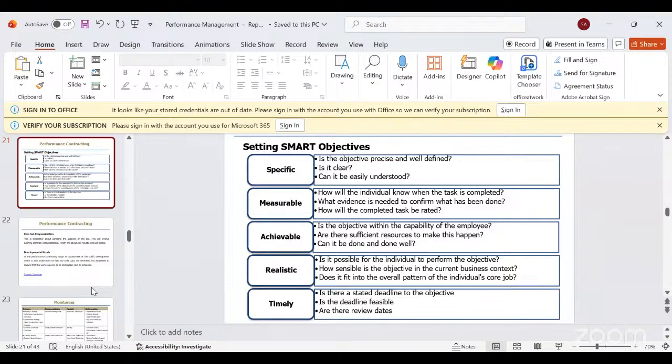Okay, so please, I want to find out how often should PM occur in an organization? That's my question, please.